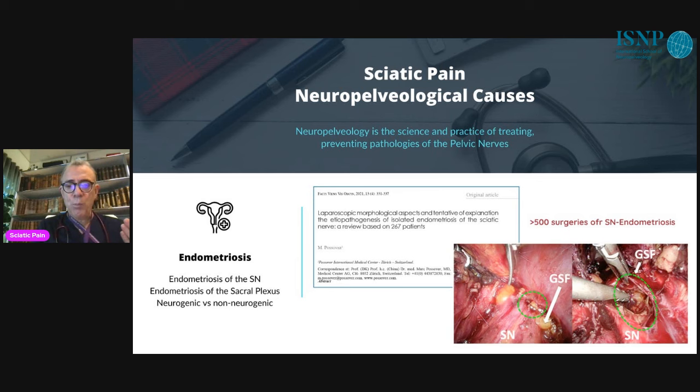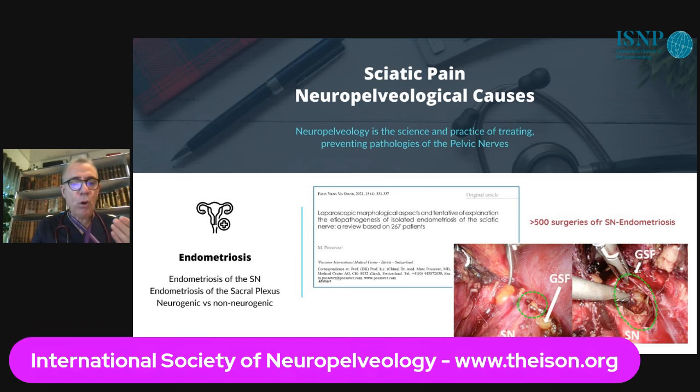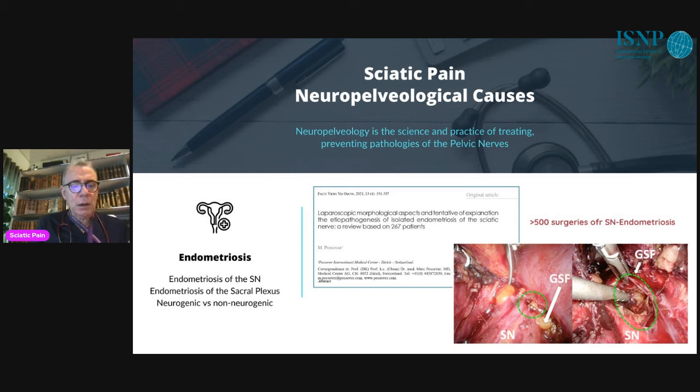But as a neuropelveologist, in neuropelveology, we are dealing with the pathology of the pelvic nerve. And because the sciatic nerve is located deep in the pelvis, of course, pelvic pathology will be able to affect the sciatic nerve. And one of these pathologies in women is endometriosis. Endometriosis can leave the uterus and go outside the abdominal cavity and even reach the sciatic nerve.